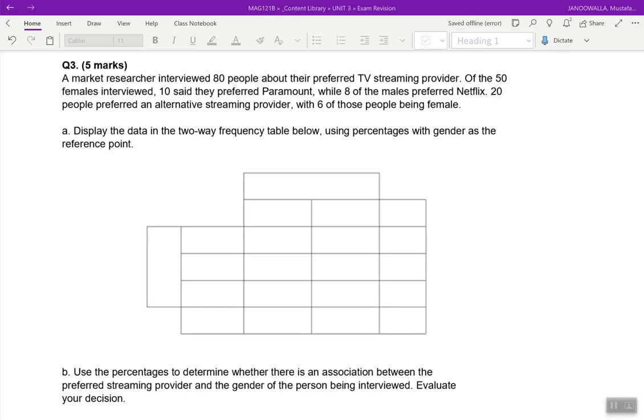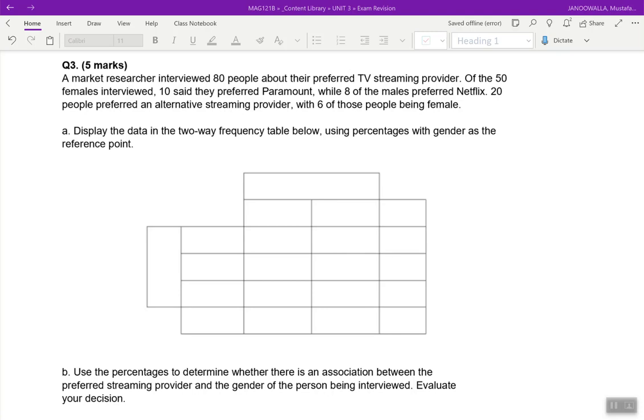Alrighty, for this question, I'm gonna spend this whole video on question 3. So this one says there's a market researcher who interviewed 80 people about their preferred TV streaming provider. Out of the 50 females interviewed, 10 said they preferred Paramount, while 8 males preferred Netflix.